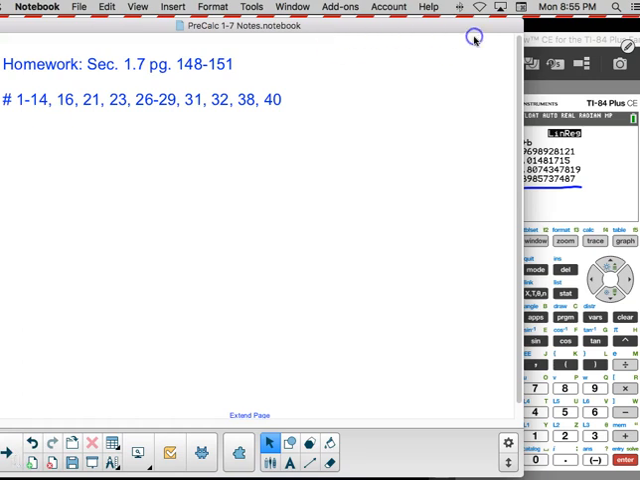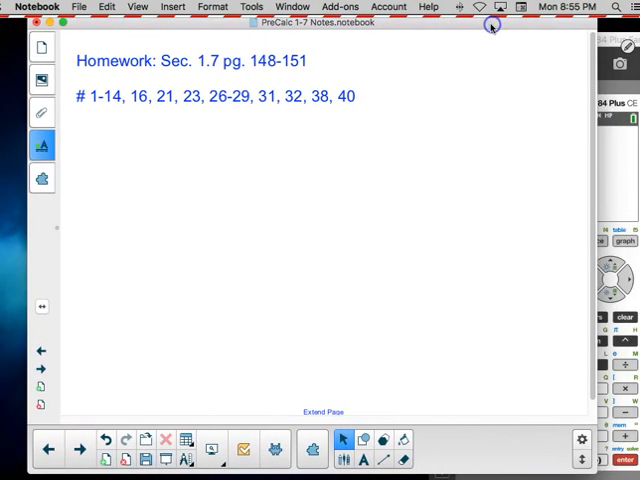Okay, today's assignment. Here, I can bring this back over. It's right here for section 1.7, and there they are.